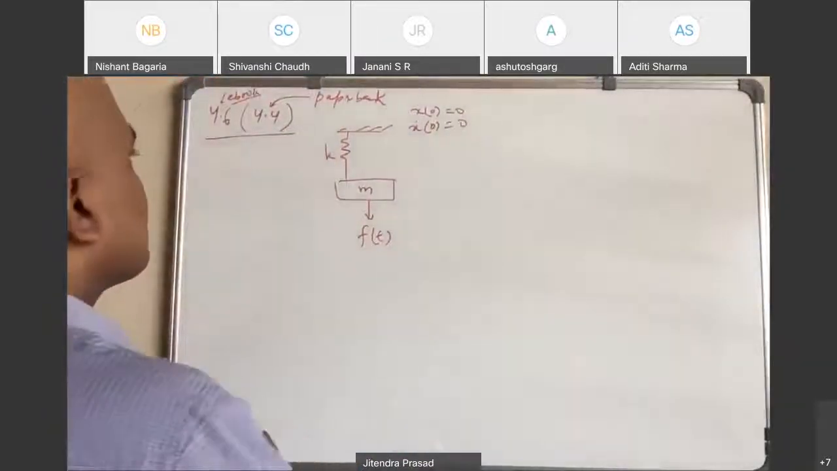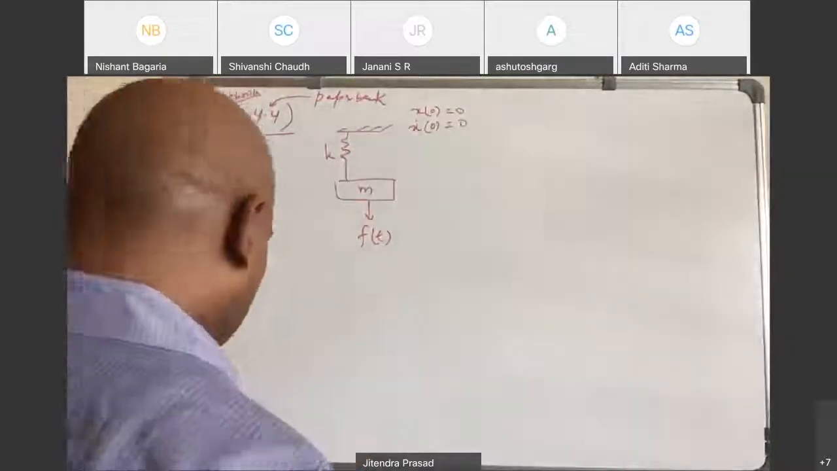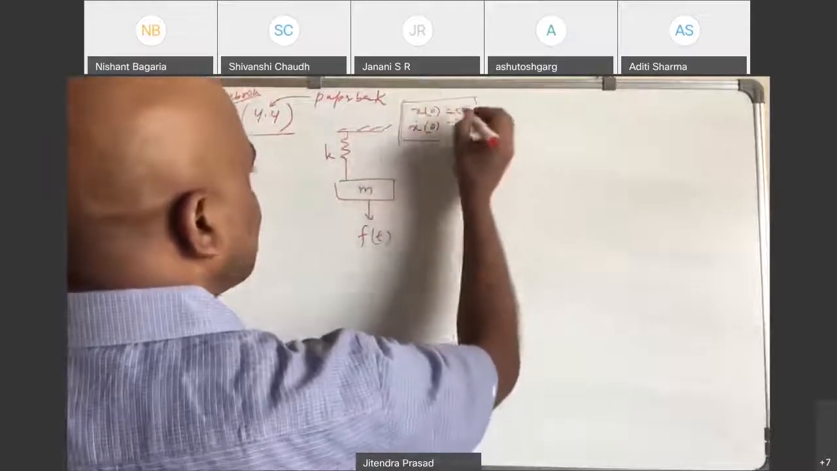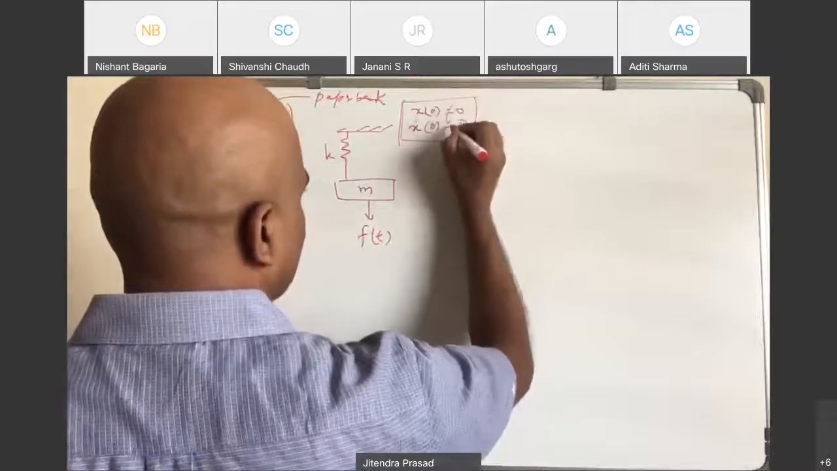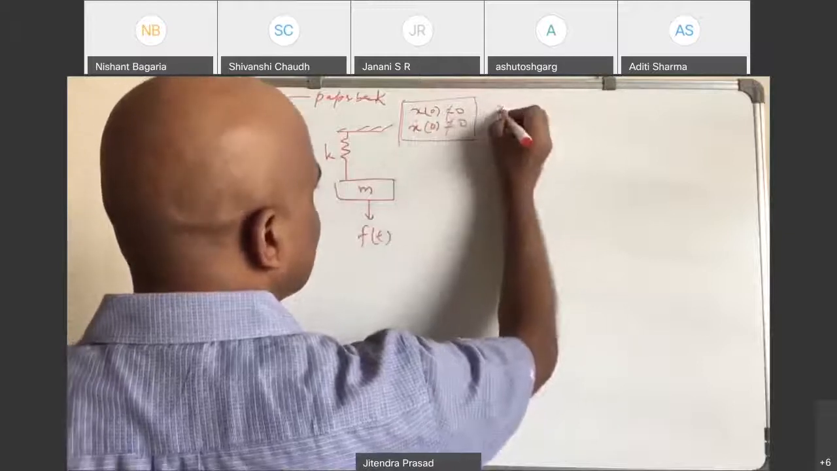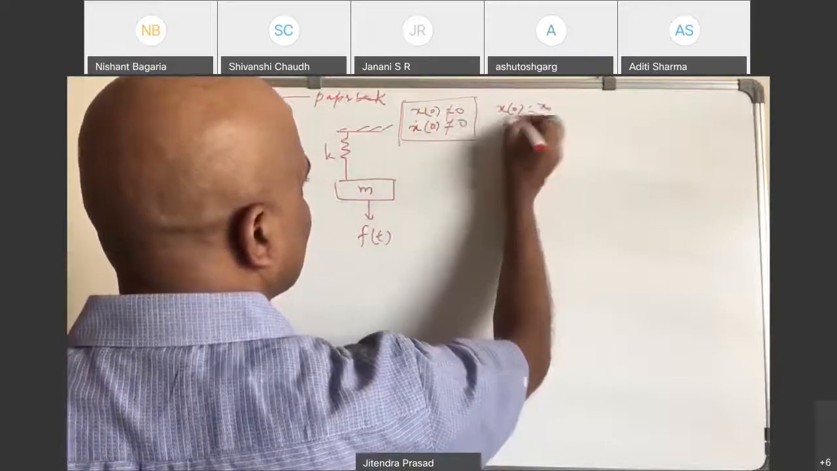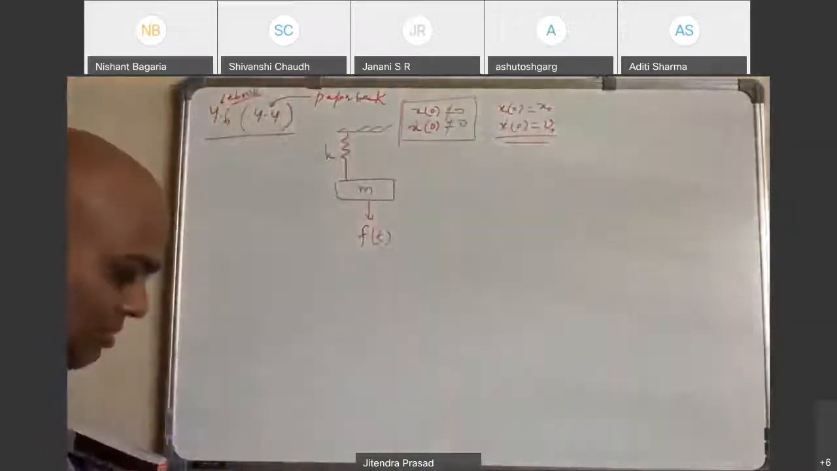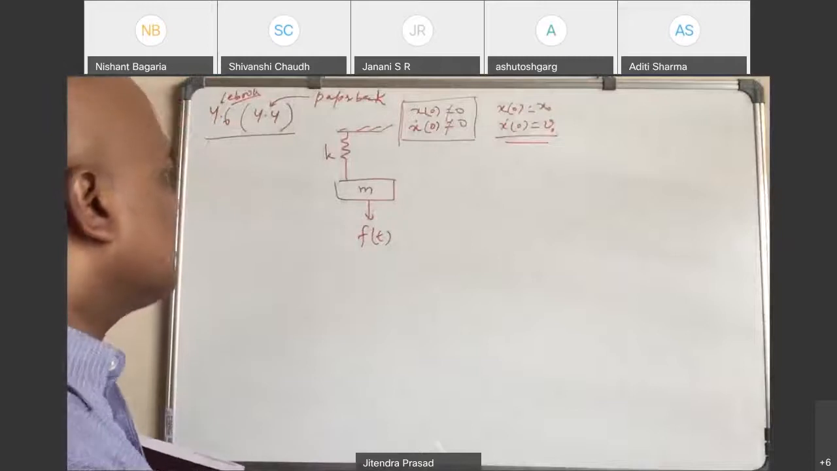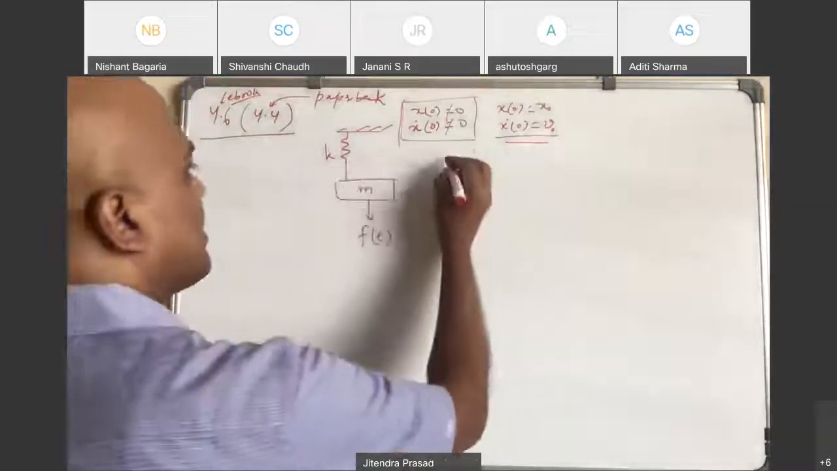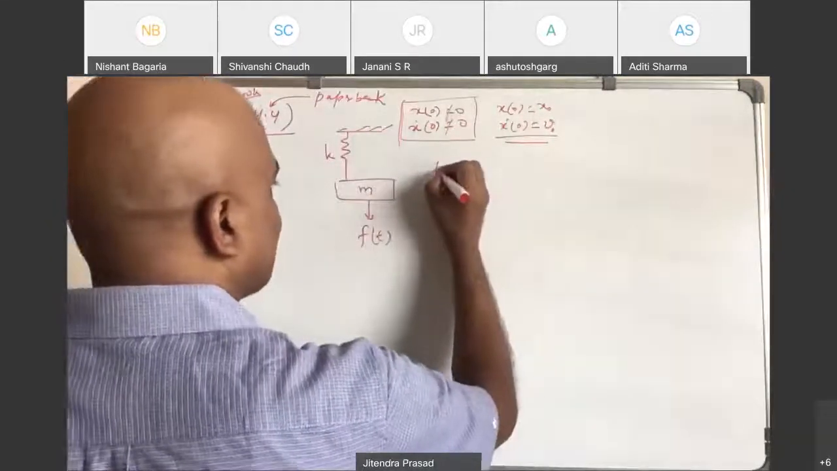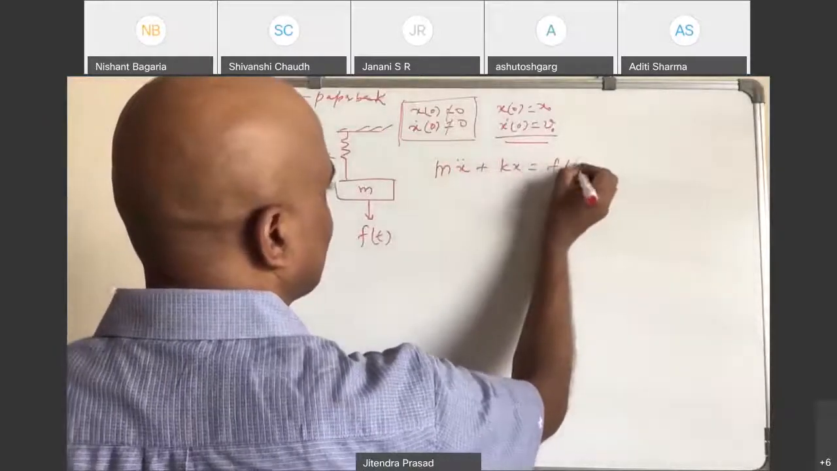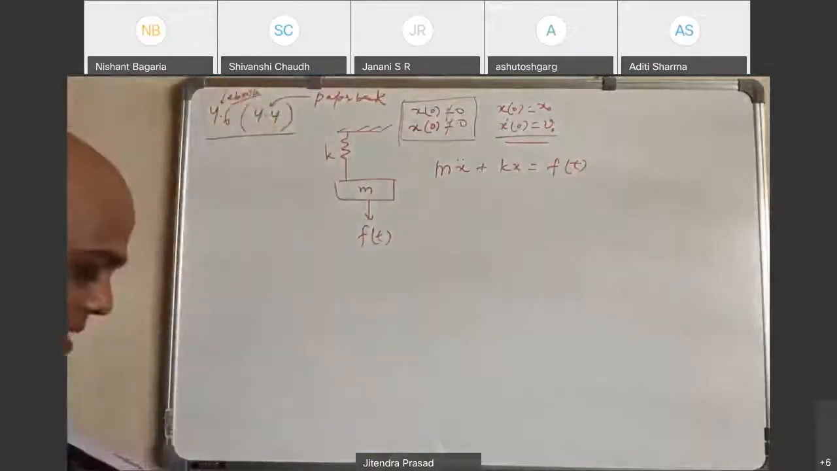So basically, the only difference here is that the initial values are not equal to 0 in this case. These values are given: x(0) equals x naught and x dot(0) equals v naught. Then how do we solve this? Earlier, how did we solve? You have to write the equation: m x double dot plus k x equals f(t), right?